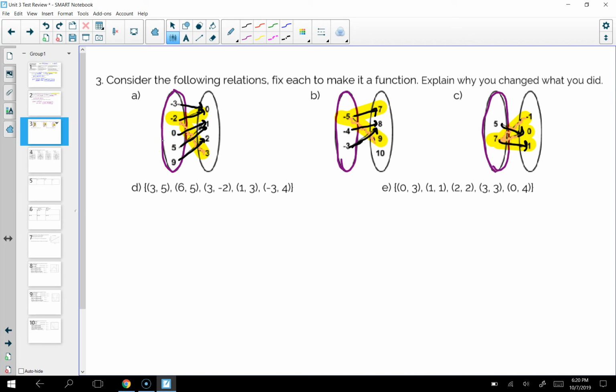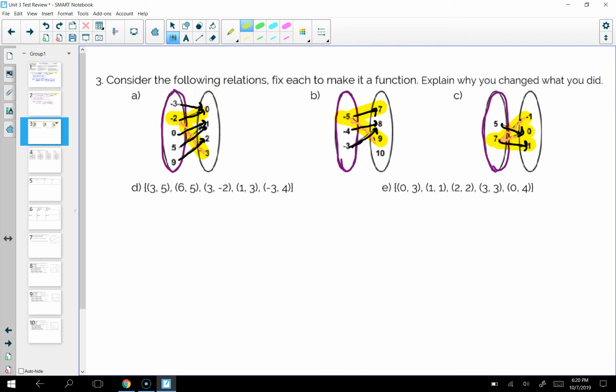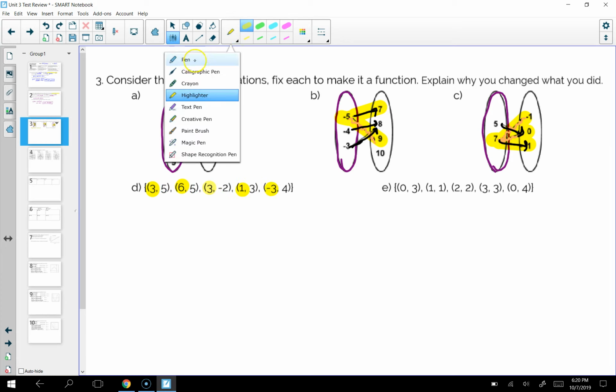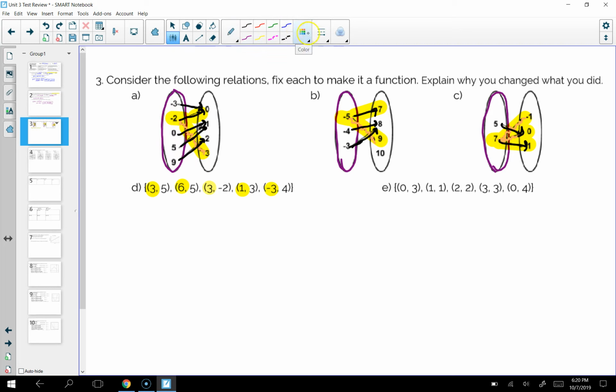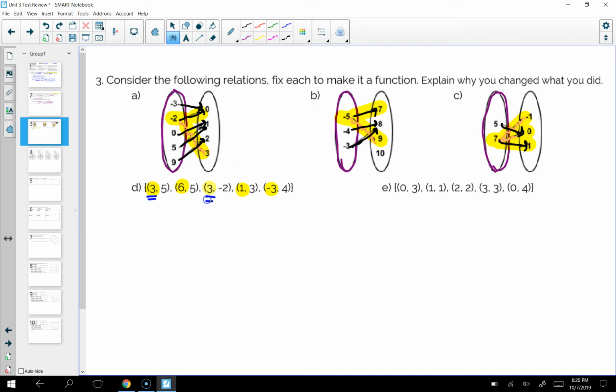Alright, it wants us to do the same thing for D and E. So we're looking for any x values that repeat. So we have the coordinates (3, 5), (6, 5), (3, -2), (1, 3), (-3, 4). Okay? Did any of those pieces repeat? You should all be saying yes right now because it happened right here.